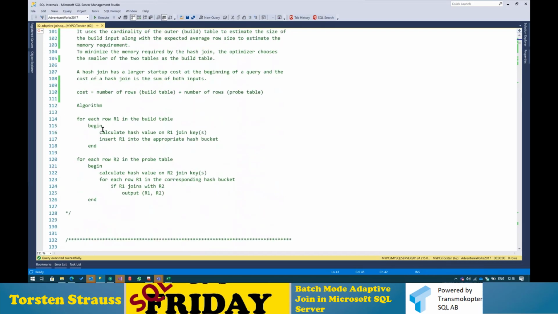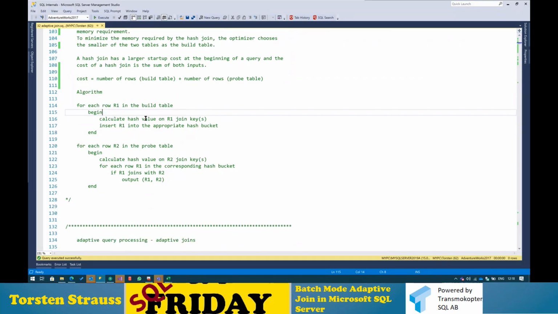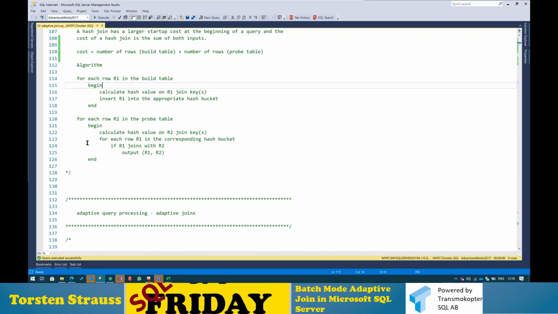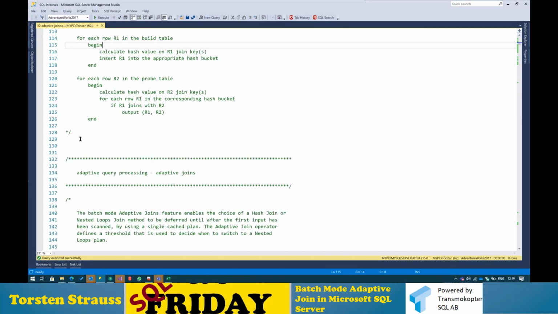Cool. You can see how it works here in the algorithm. So for each row in the build phase, begin, calculate the hash value, insert the hash value with the real value into the appropriate hash bucket. This is the build phase, and then we have the probe phase. Begin, calculate the hash value of, I would say, the column from table 2. And now for each row in table 2, in the corresponding hash bucket, compare if there's a match, present the row, otherwise present null, depending on the logical join type.